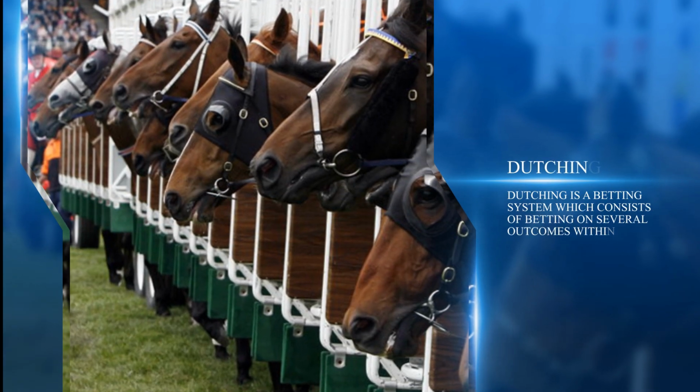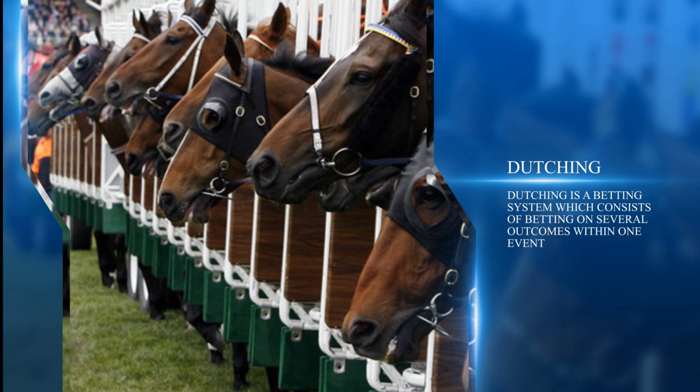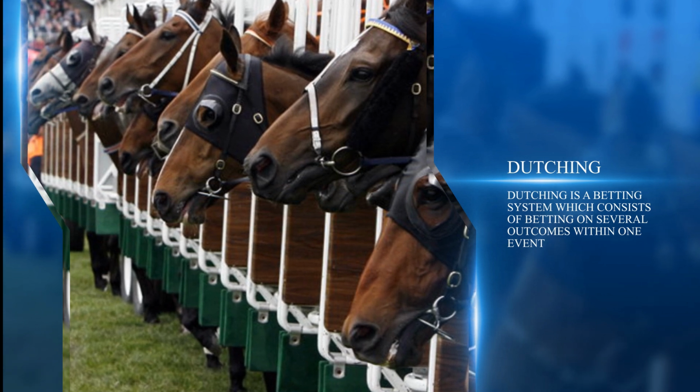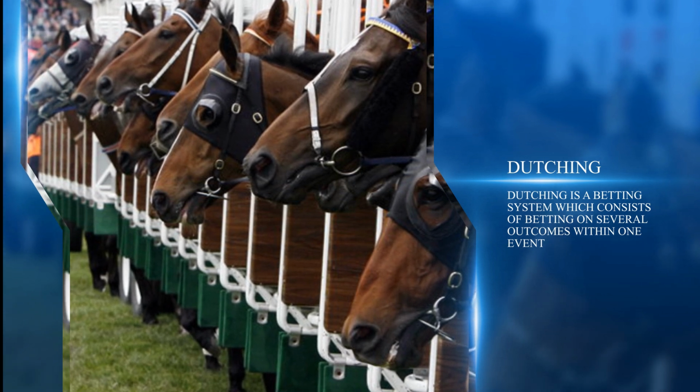In this video we're going to be looking at Dutching. Dutching is a betting system which consists of betting on several outcomes within one event. In principle, we bet on opposite events. However, we cannot exclude betting on complementary events within narrower areas. The result is a multiplication of profits in the case of occurrence of those events for the particular area.